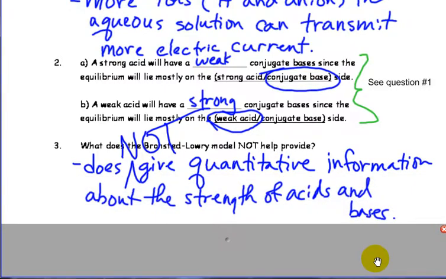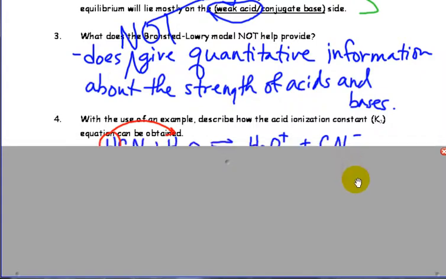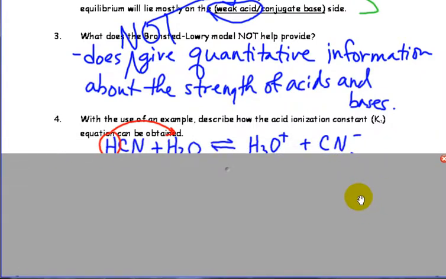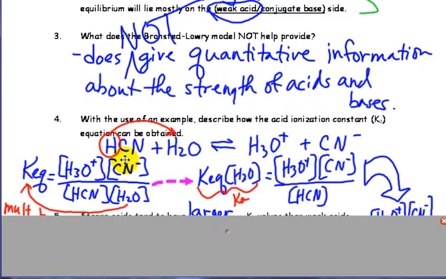Why does the Bronsted-Lowry model not help, or what does the model not provide? It doesn't give anything quantitative, anything in terms of numbers, how strong or weak something is. So we're going to derive the acid constant. It's very similar to how we developed the equilibrium constant. So for example, here I have HSCN, the acid, combined with water to make H3O+ and CN-.